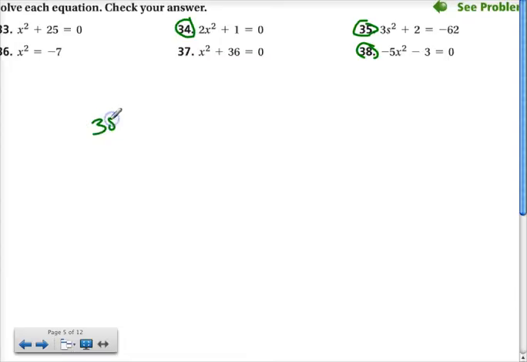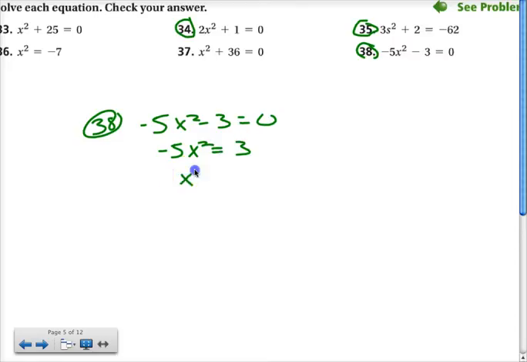So number 38 is negative 5x squared minus 3 equals 0. And again, I notice that I do not have a middle term, so I'm going to go ahead and add the 3, divide by the negative 5. And then I have to take the square root of both sides. So x will equal plus or minus the square root of negative 3 over the square root of 5.